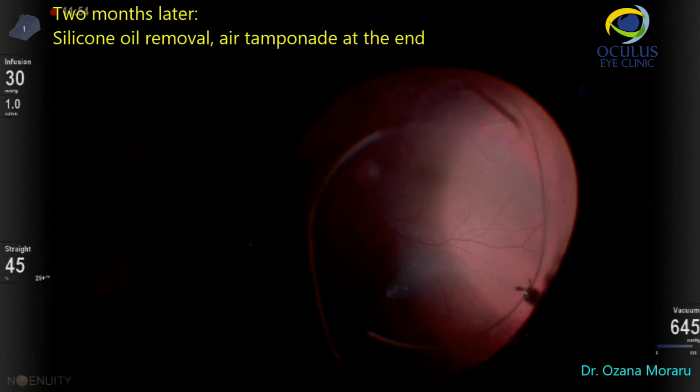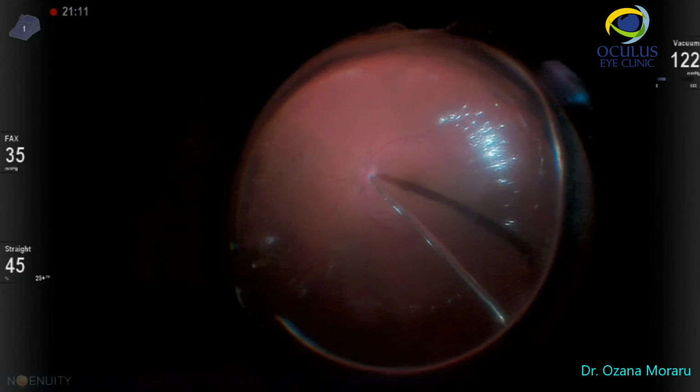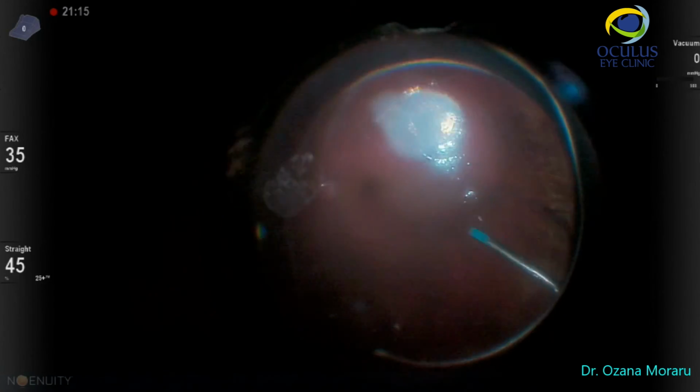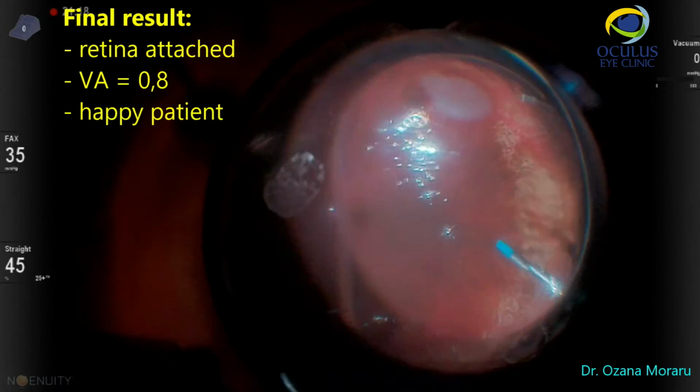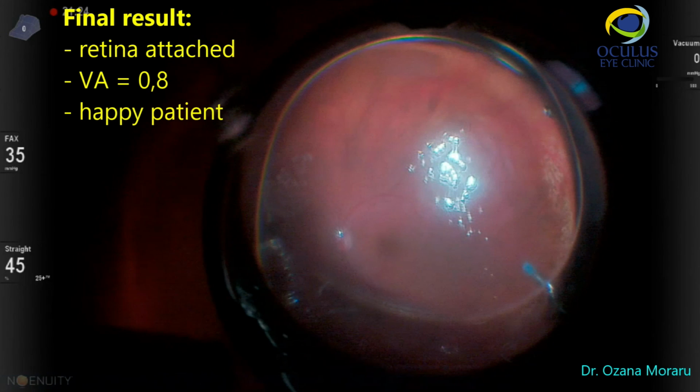Two months later, we removed the silicone oil, and we left the eye filled with air. You can see how nicely the laser scars are around almost half of the eye. This eye had a beautiful anatomical and functional result.